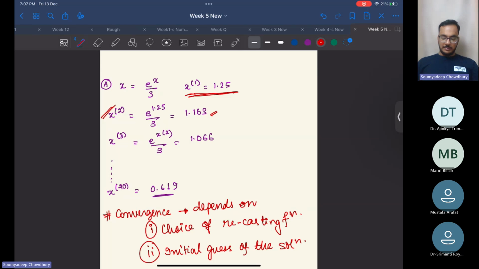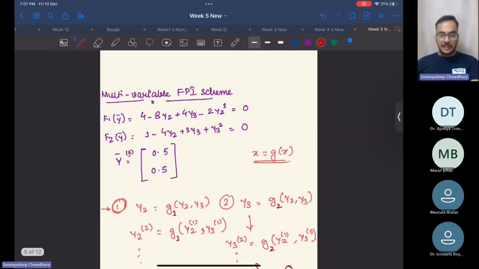Okay. So this was about the fixed point iteration scheme with the single variable. Then we move to the multivariable fixed point iteration scheme. Here you'll have two unknown variables and two equations, using which you have to solve for the unknown variables. So here also the process remains the same.